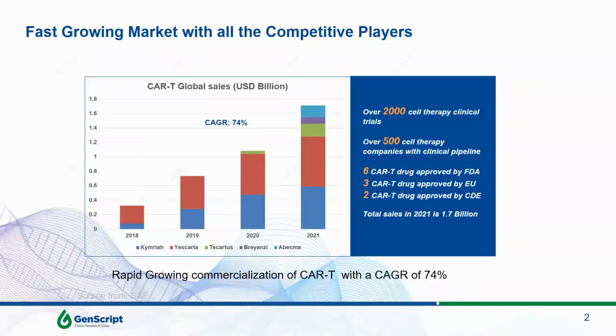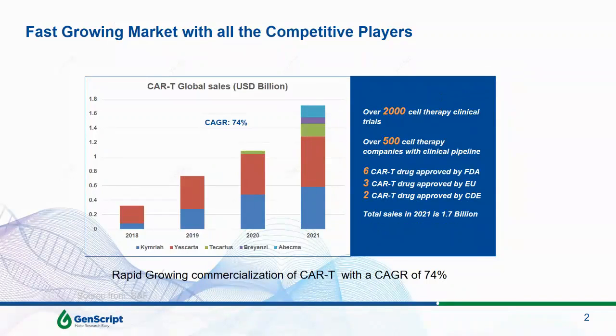Until now, there are more than 2,000 cell therapy clinical trials all over the world, and over 500 cell therapy companies with their own clinical pipelines. There are 7 CAR-T therapies which have been commercialized, including CARVYKTI from Legend Biotech, one of our subsidiary companies.